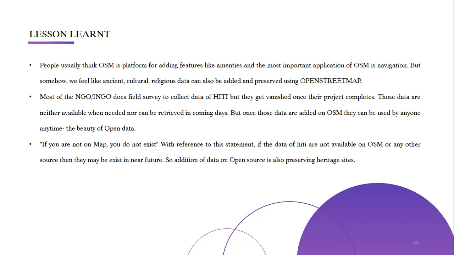And similarly, most NGOs and INGOs do field surveys to collect such data yearly, but they get vanished once the project is completed. Those data are neither available when needed nor can they be retrieved in the coming days. But once those data are added on OSM, they can be located, they can be visualized, they can be used by anyone and at any time. That's the beauty of open data, right? So I want to quote one statement as well: if you are not on the map, you do not get access.